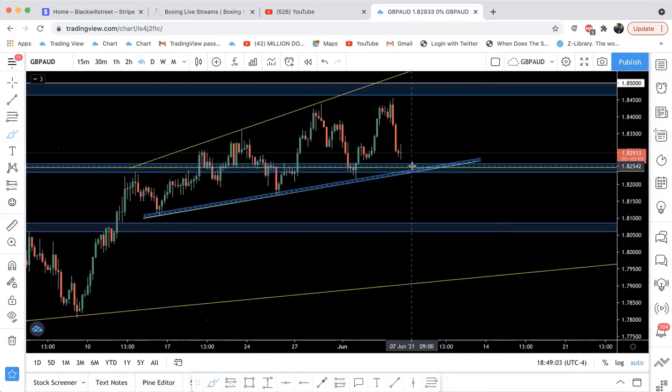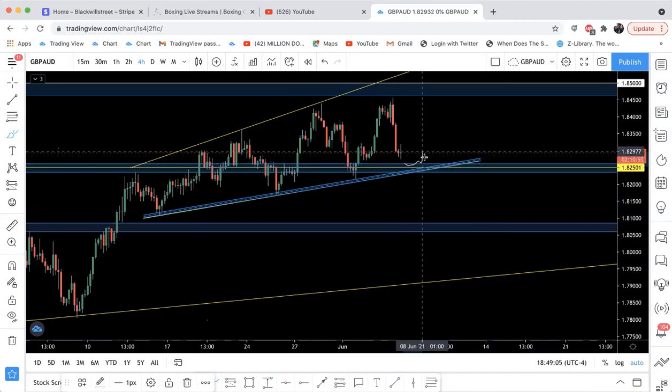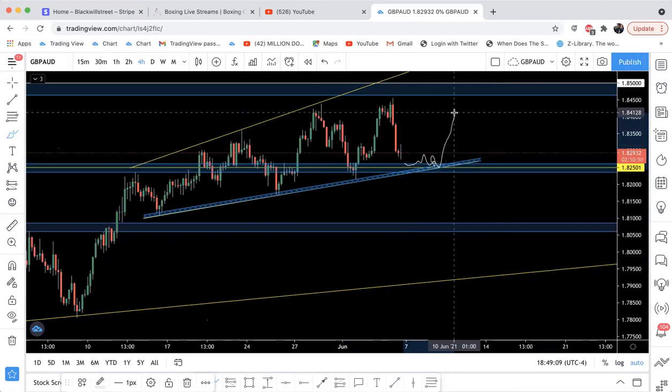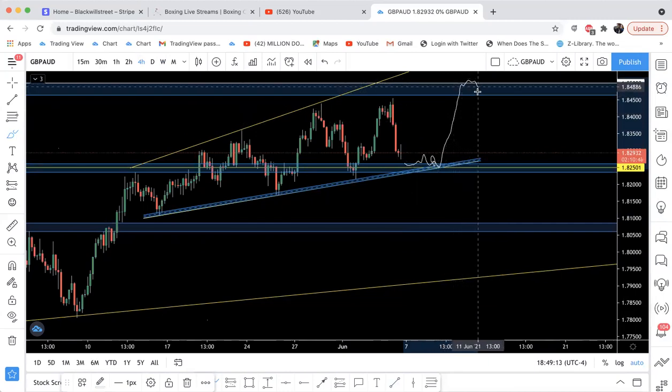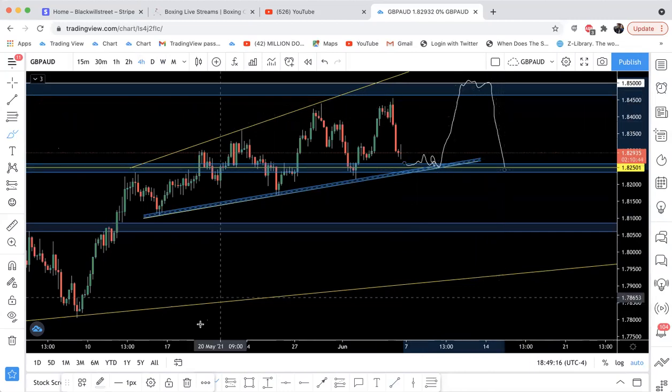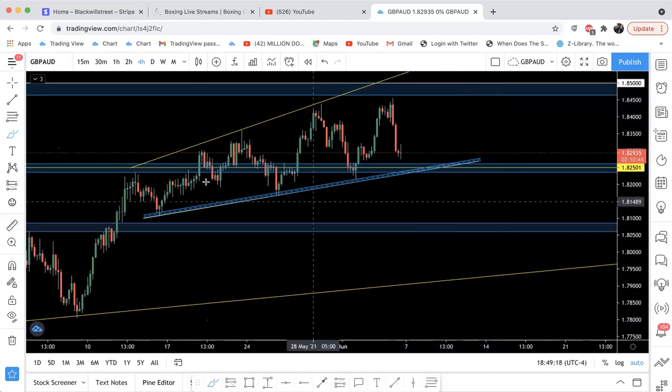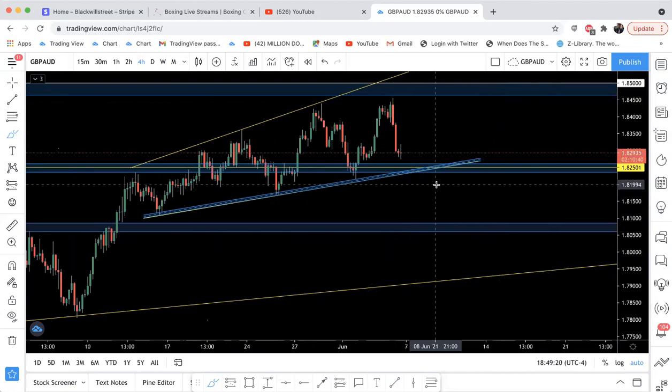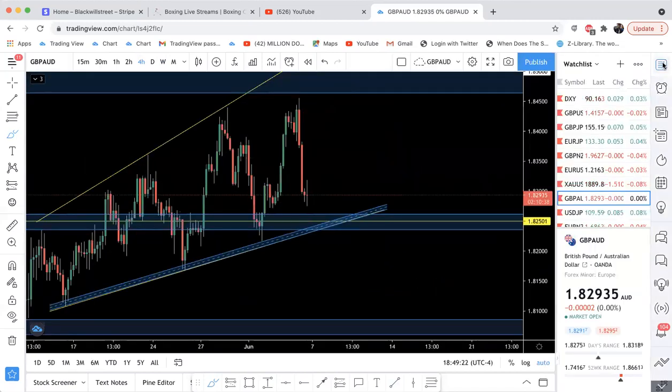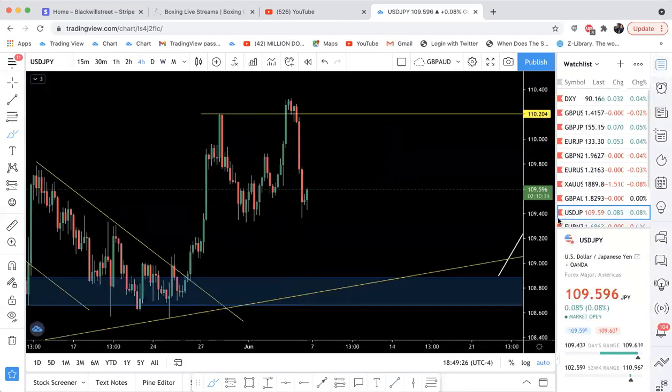But if this holds support, this could give you a buy opportunity, show you bullish price action to catch a move up, maybe up towards A5, then up towards there. It could be nice opportunities for sells. So it's just about taking what the market gives you, and we'll see how price develops going into Monday.